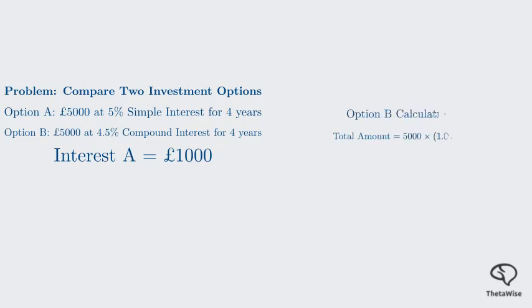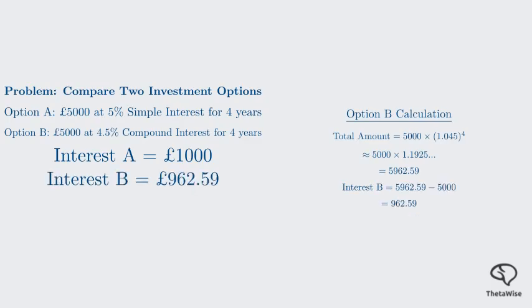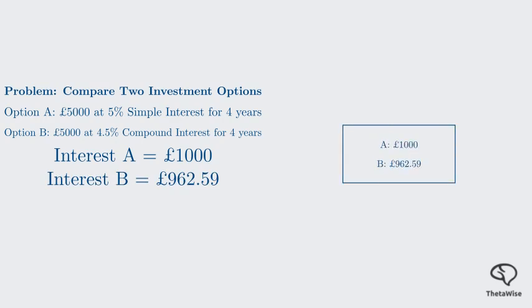Now for option B. The total amount is 5,000 times 1.045 to the power of 4. This equals 5,000 times 1.1925, and so on, resulting in £5,962.59. To find the interest for option B, we subtract the principal of £5,000. Even though compound interest is usually better, in this specific case, the higher rate of the simple interest option makes it more profitable over 4 years.